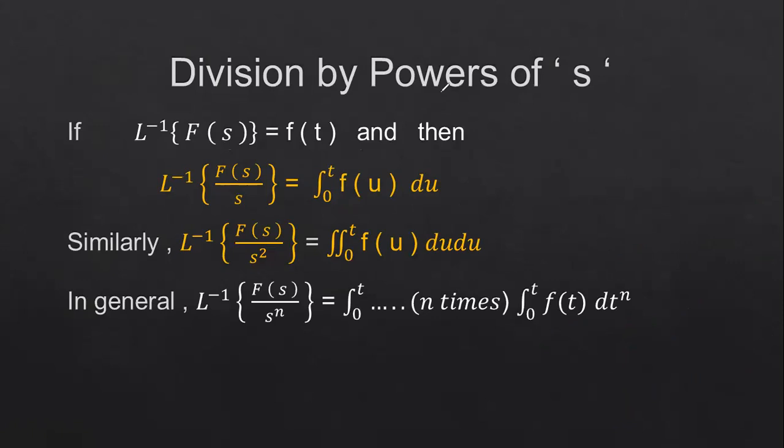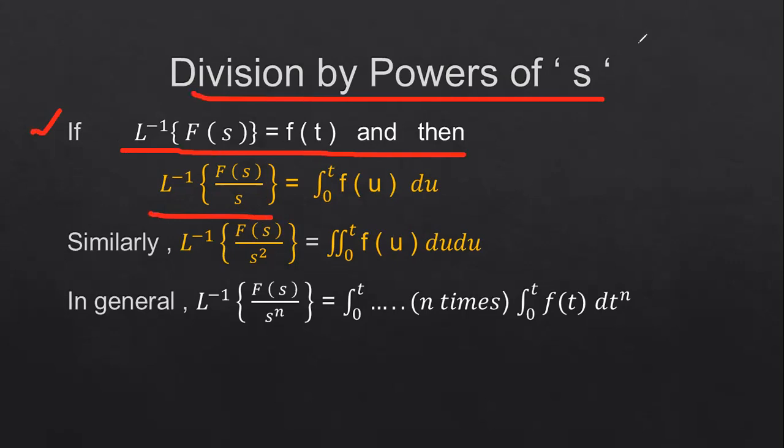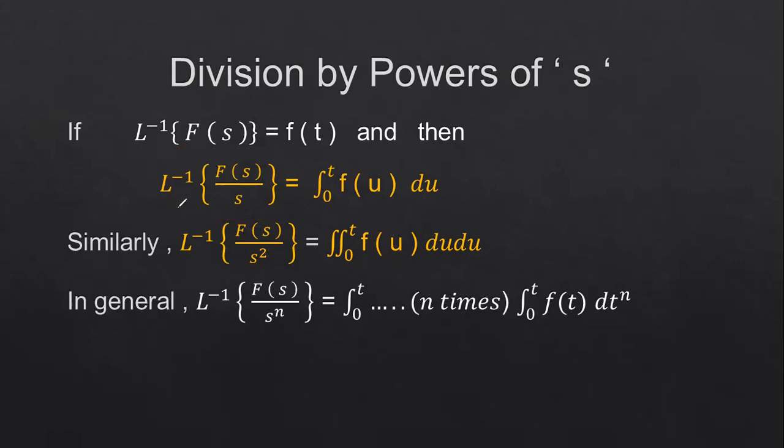Again, the theorem statement can be given as: Laplace inverse of F of s is equal to f of t, and then Laplace inverse of F of s by s, because it is a division by powers of s method, is equal to the integral from 0 to t of f of u du. So this is your theorem statement. If you have one s in the denominator, then you have to do one time integration.